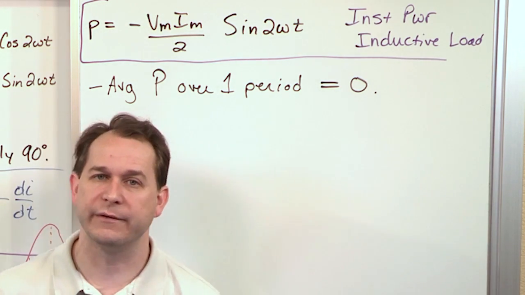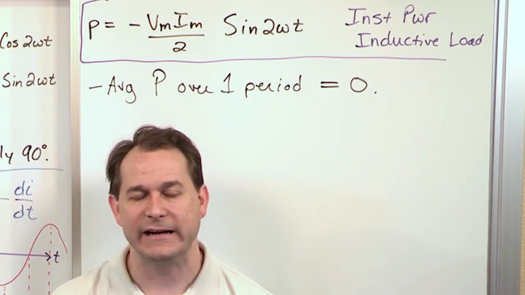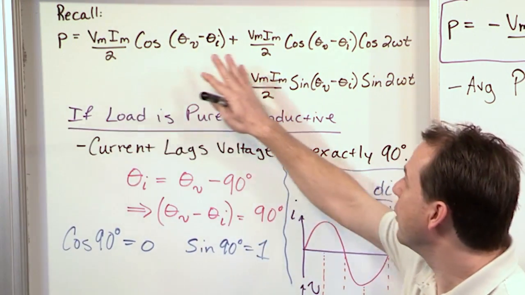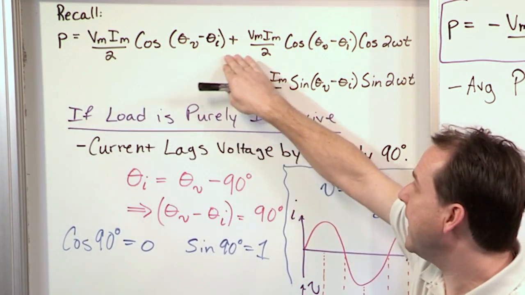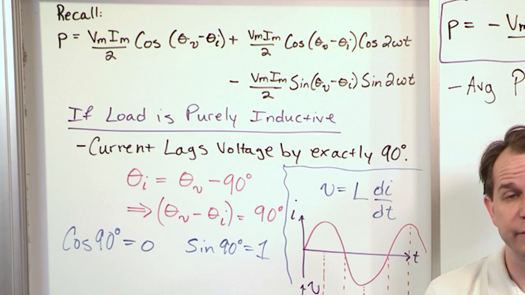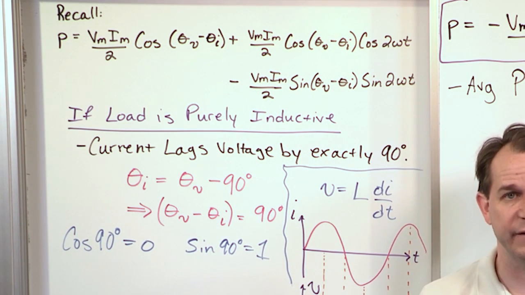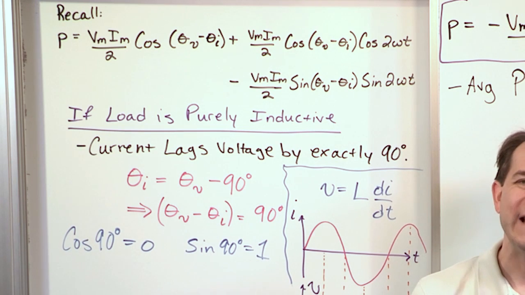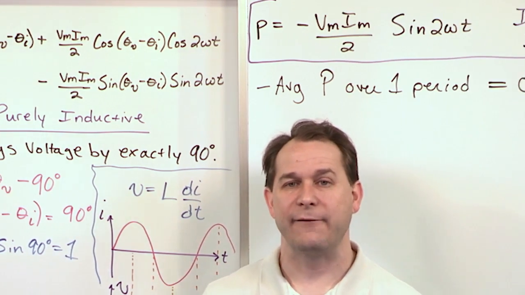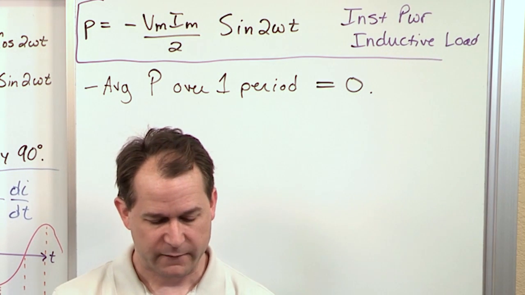That's totally different than a resistor. Remember, go back to the last section. We talked about the average power. It was non-zero, because when we integrated all this stuff, this first term gave us an average power that we then used to say, here's what the average power delivered to a resistor is. But in an inductor, the average power is zero, right? If you look forever and ever and ever, the average power is zero, okay, for an inductive load.